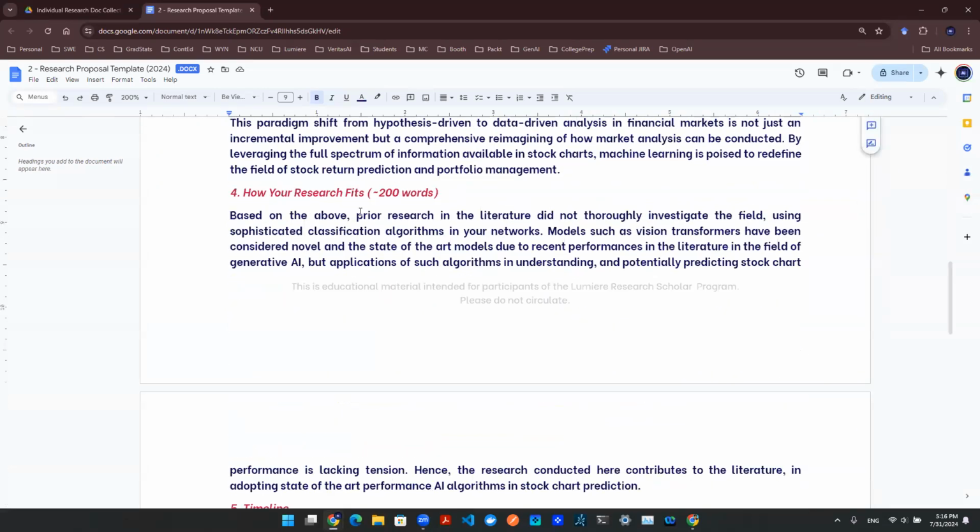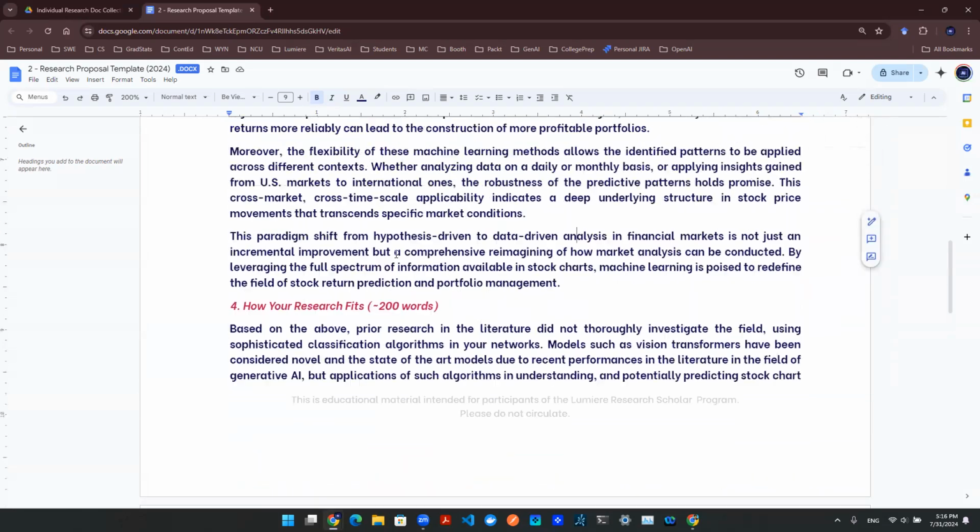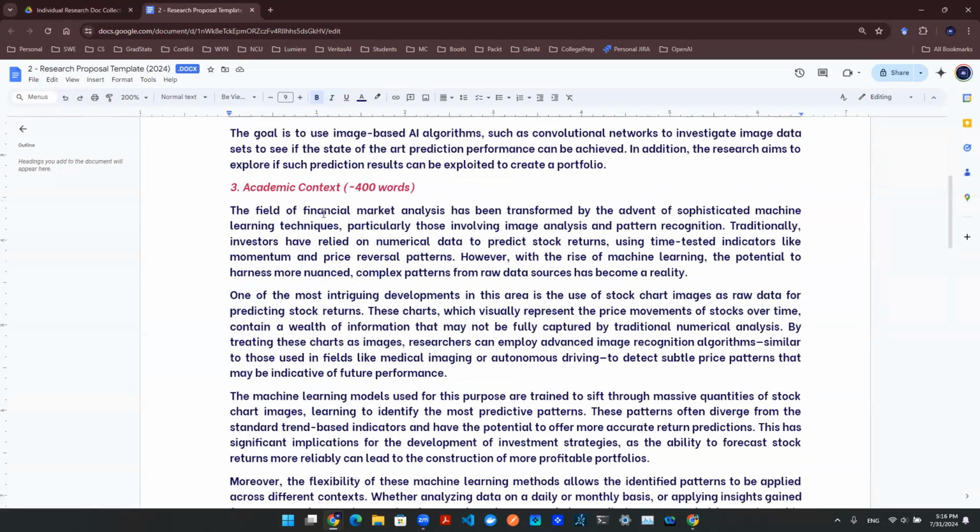Next question is about how your research fits. What this question is really asking for is essentially 200 words of an explanation of what it is that you do that can help fit into number three that you just talked about. So number three says this is the financial data, this is the financial analysis, and you said you want to pivot. You don't want to just use time series data. You want to use nuanced data, complex patterns, right? From even raw data resources, right?